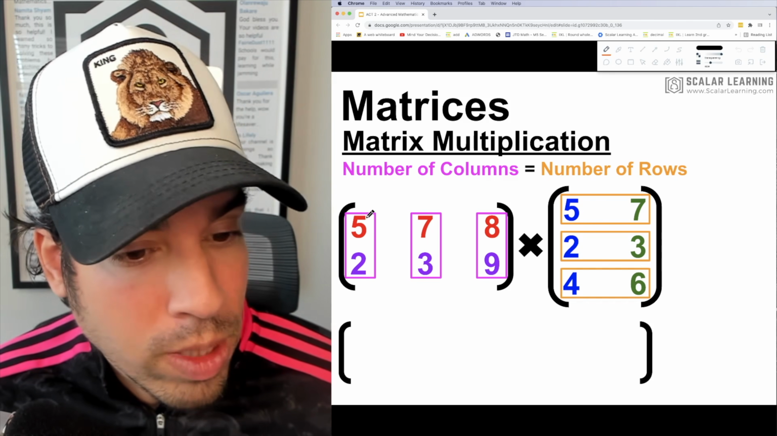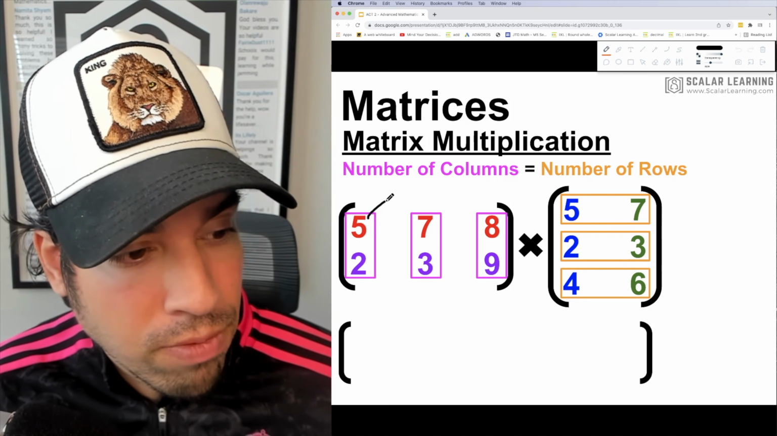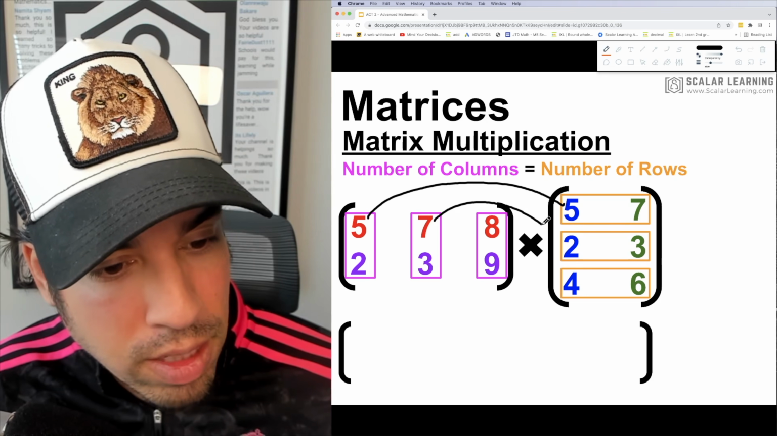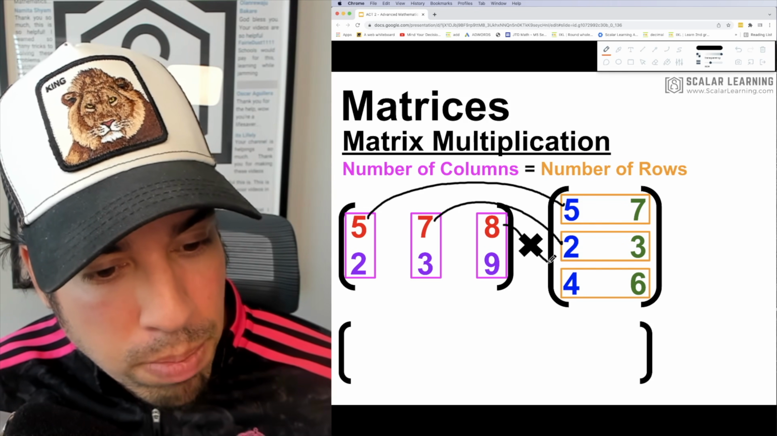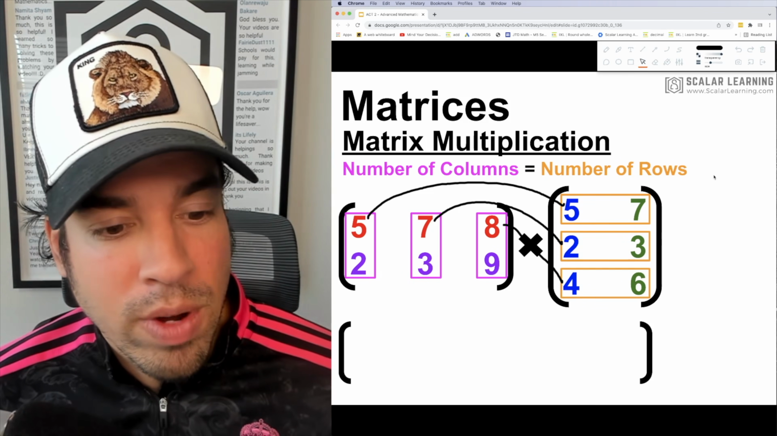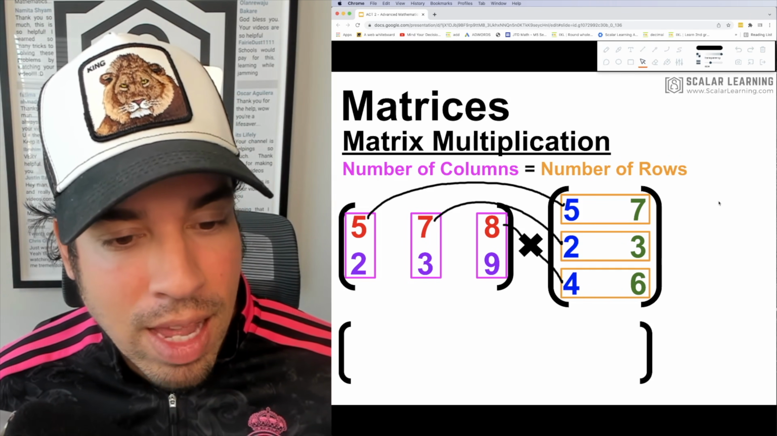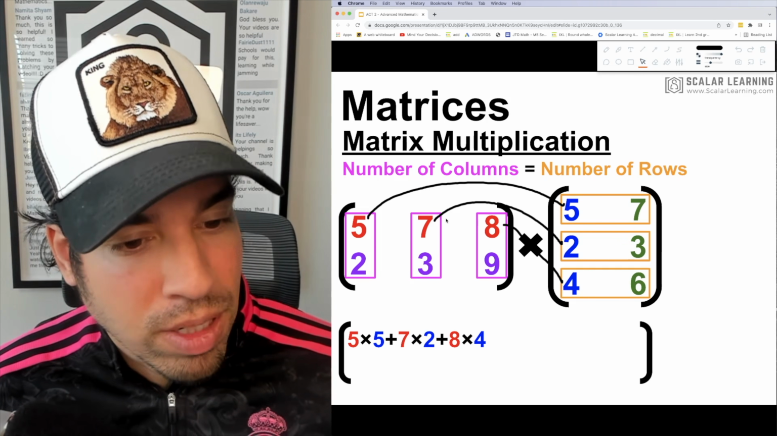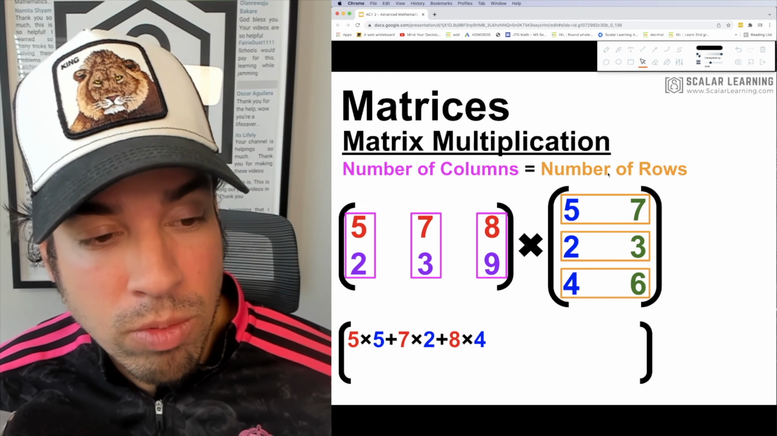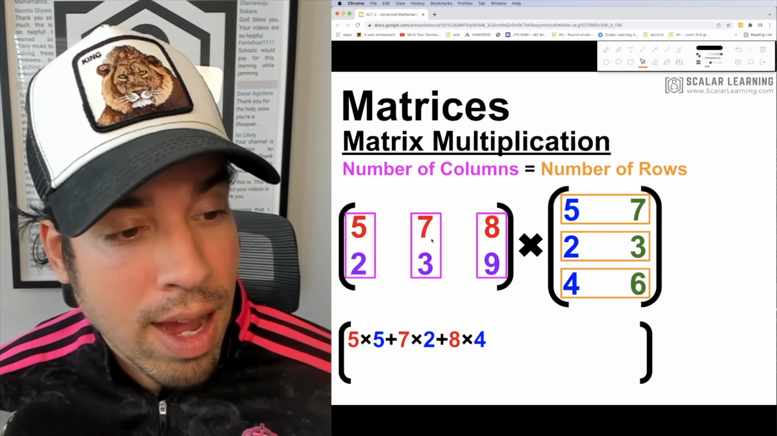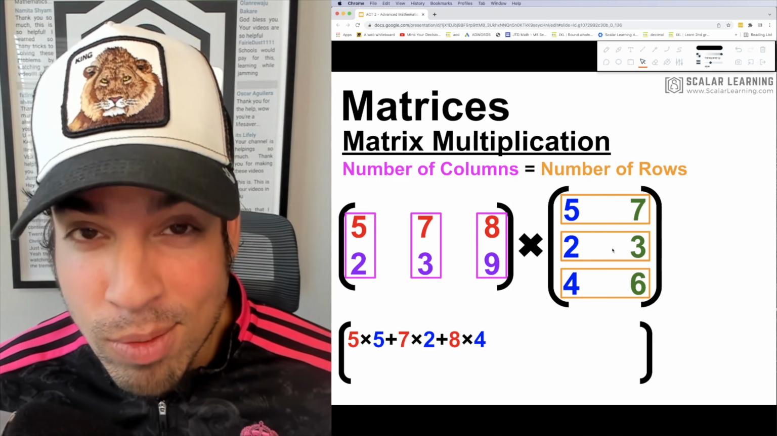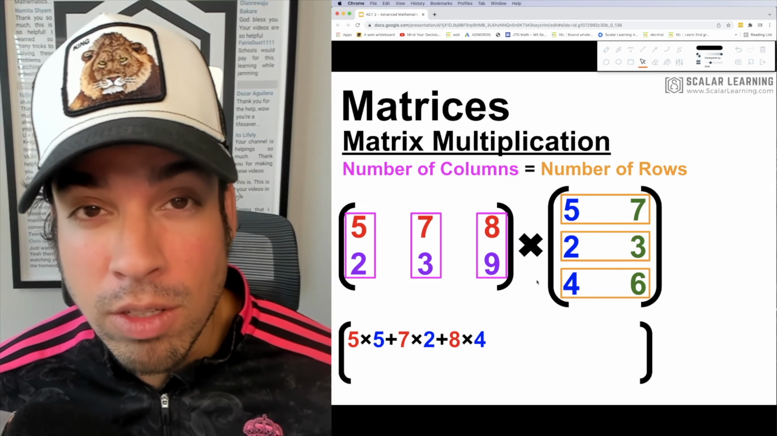We'll check it out. First, we do this interesting distributive process. The 5 comes here and hits that 5, plus 7 multiplying this one down, plus 8 multiplying this one down. So you see the columns shoot across as we go down in the rows. So in this first position in the upper left, we get 5 times 5 plus 7 times 2 plus 8 times 4. And just as a side note, see how the number of columns equals the number of rows? The final matrix will have the number of rows of the first one, which is 2 rows, and the number of columns of the second one, which is also 2. So you'll see this ends up being a 2 by 2 matrix.